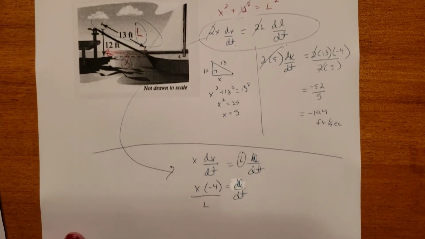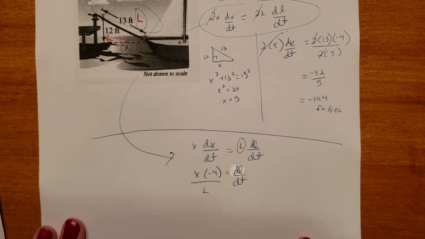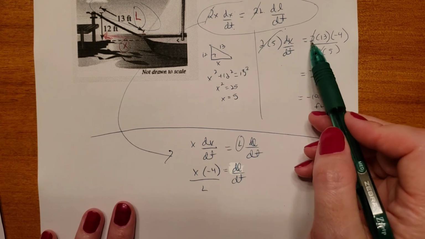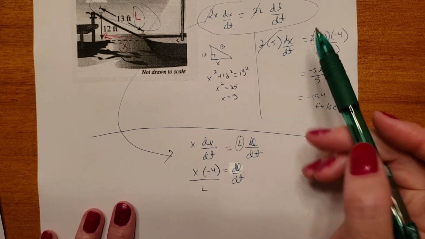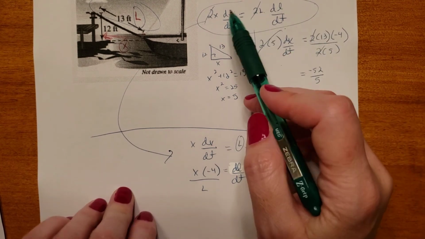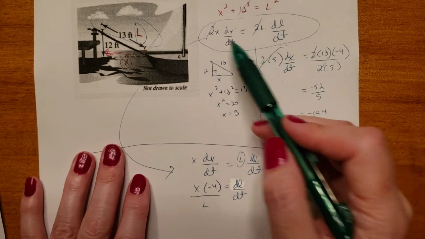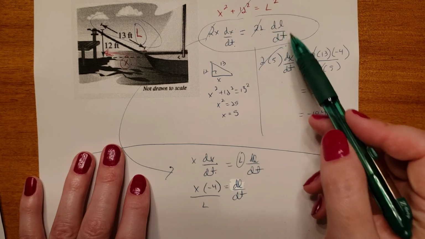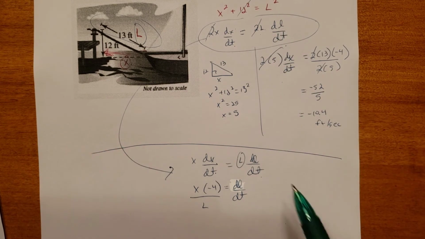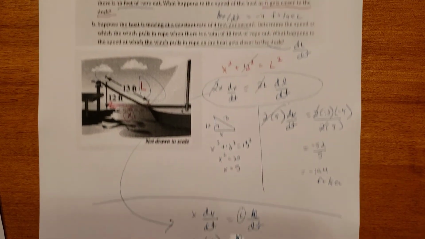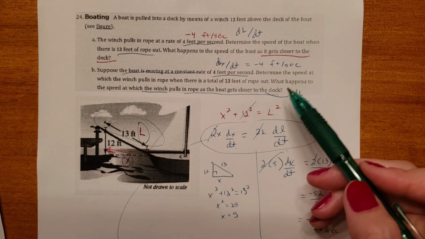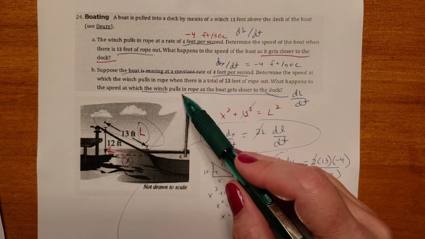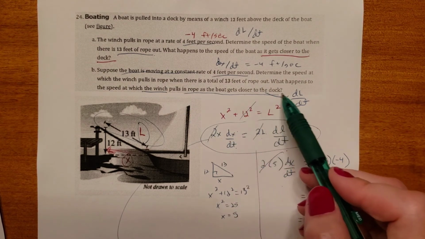And you can't even see any of that, can you? So sad. All right, so I canceled the 2's out up there, which left x dx over dt. The L and the dl over dt are left. And we're trying to solve for, again, they want to know what happens to the speed of the winch as the rope gets closer to the dock.